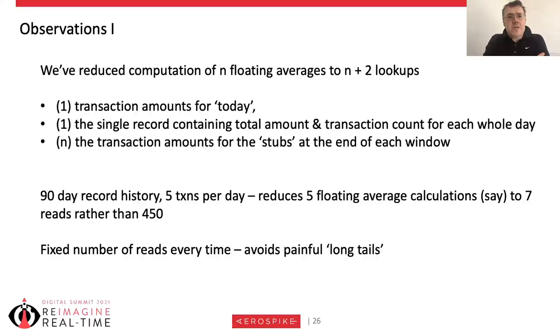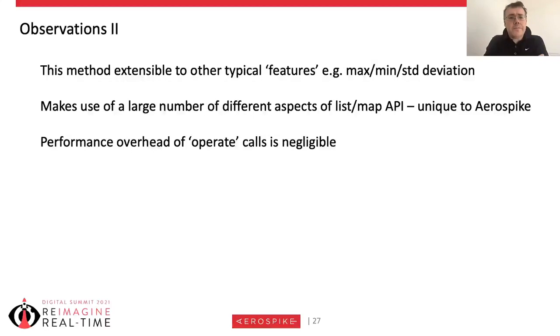With the naive solution, the number of reads is potentially unbounded, and so you've got a long tail there, which is the thing that is going to be disruptive with respect to your SLA. So hopefully you can see that what we've done here is really quite significant in terms of optimization.